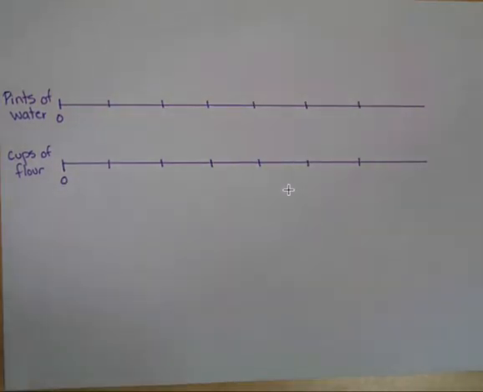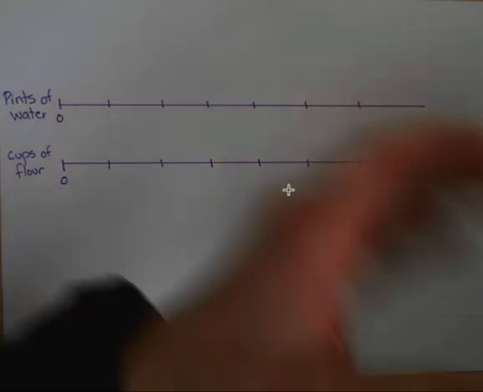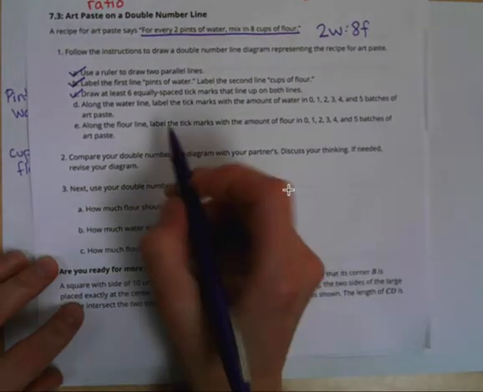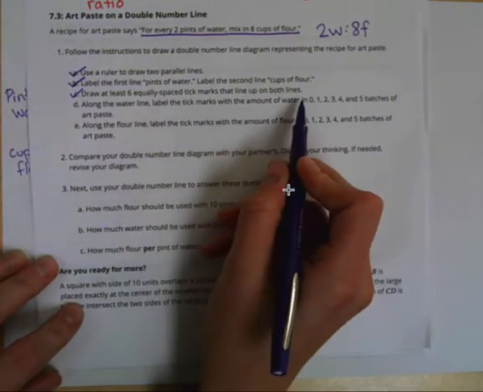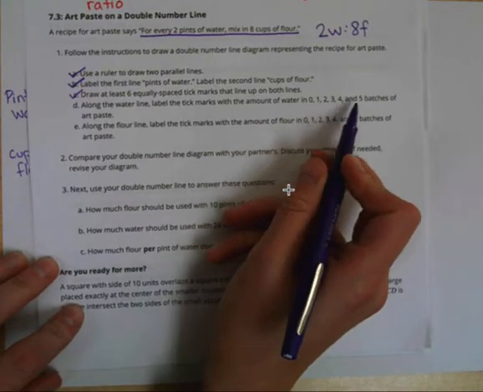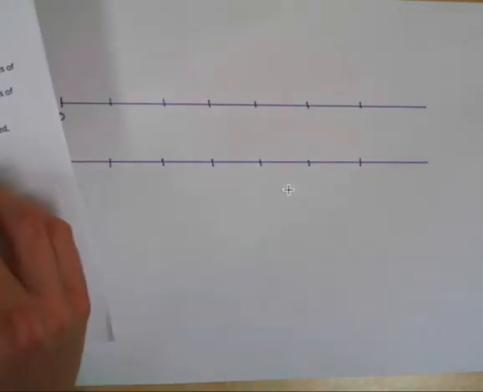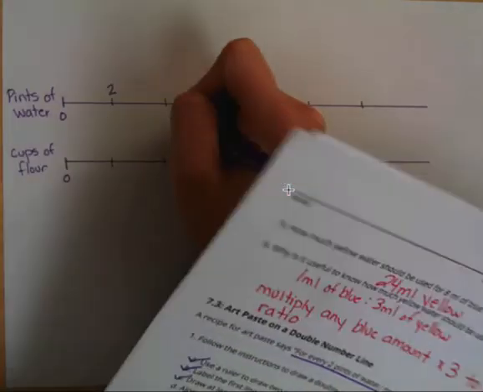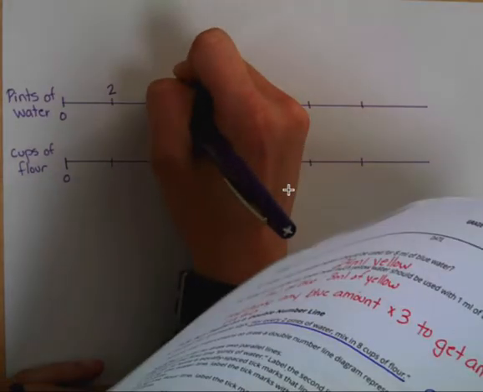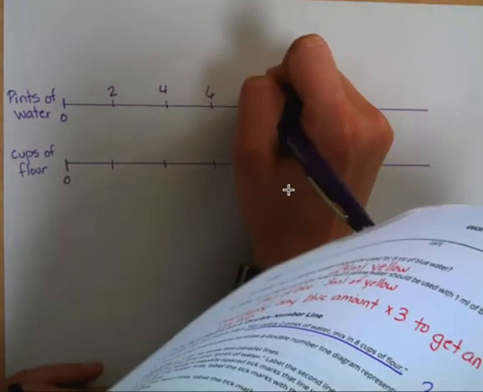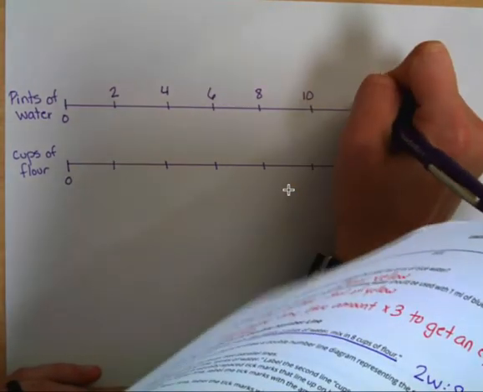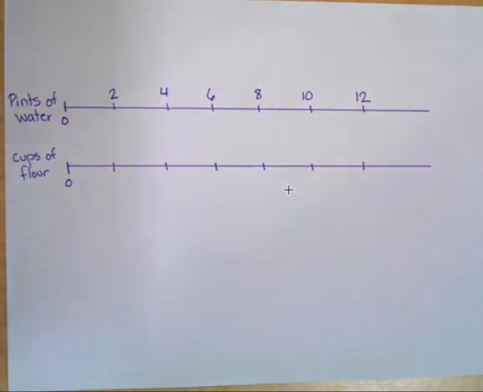All right, then it says along the water line, label the tick marks with the amounts 0, 1, 2, 3, 4, and 5. So it says label the tick marks with the amount of water in 0, 1, 2, 3, 4, and 5 batches of art. So in the first batch, there would be 2 water. So then in batch 2, there would be 4, 6, 8, 10, and 12 in batch 5.